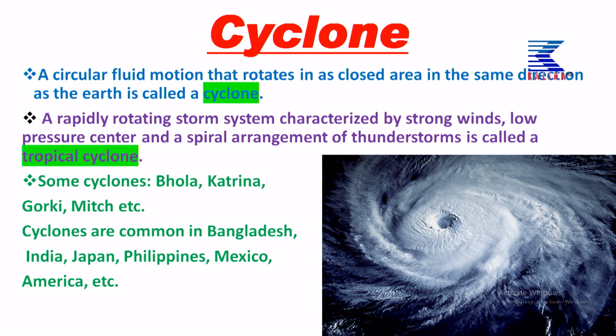Some examples of cyclones are Bhola, Katrina, Gorky, Mitch, etc. Cyclones are not common in Nepal because we don't have an ocean, but they are very common in Bangladesh, India, Japan, Philippines, Mexico, America.